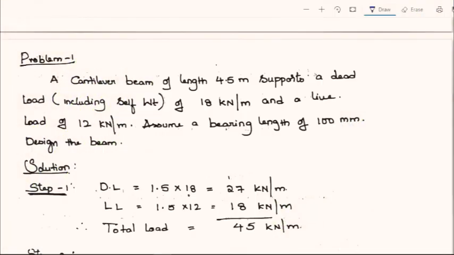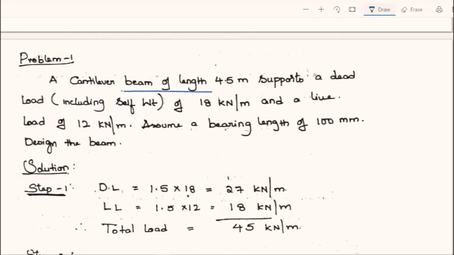Let us see this problem now. Here, there is a cantilever beam of length 4.5 meter, a dead load including self weight of 18 kilonewton per meter, and a live load of 12 kilonewton per meter is acting on the beam. Assume the bearing length of the beam as 100 mm.